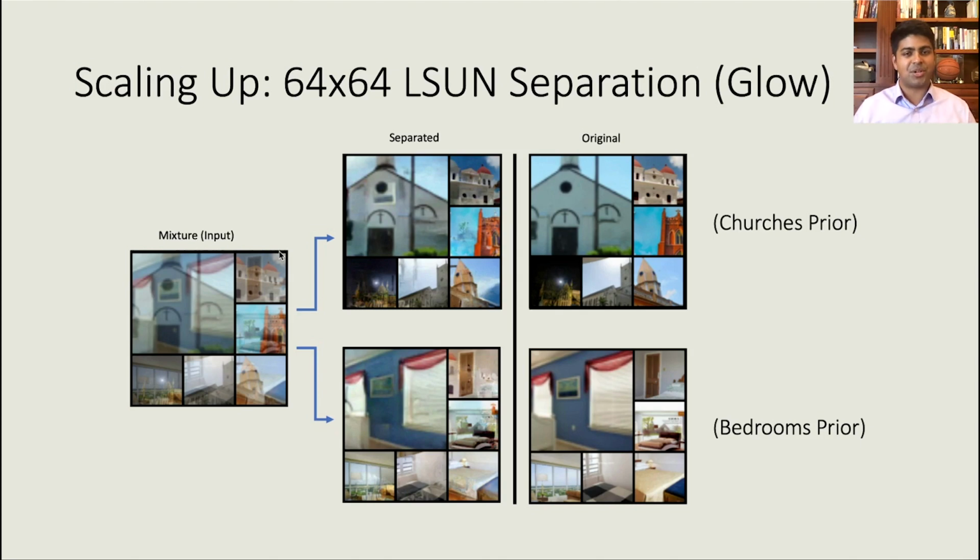In this example, we show a slightly higher resolution example on a data set called LSUN, where we have a mixture consisting of 1 church image and 1 bedroom image, and our algorithm is separating them out. In this case, we're using a generative model called GLOW, and we trained a separate model as a prior for the churches and a separate model for the bedrooms. This works slightly better than training the same generative model as a prior for both types of source components.